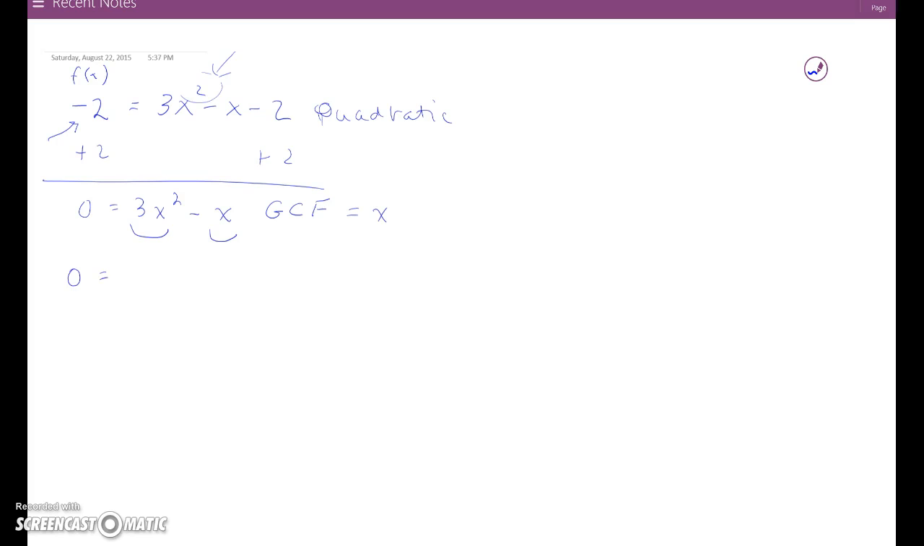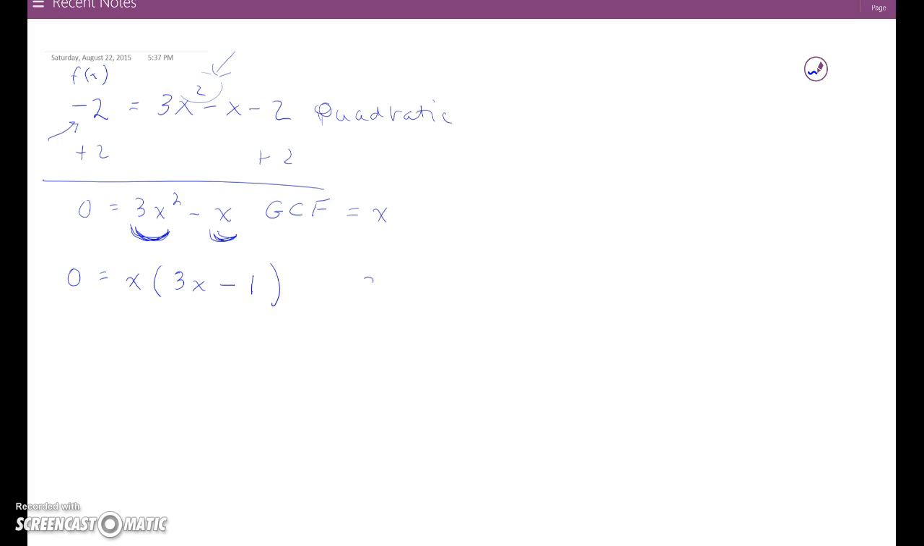So you factor out the x, and factor out means write the x and then open a parenthesis. And then ask yourself, of this first term of 3x squared, if I factor out one of the x's, what's left? And you have 3x left. Then you have minus, and if you factor out x from this second term, all you have left is a 1. So now I have 0 equals x times 3x minus 1.